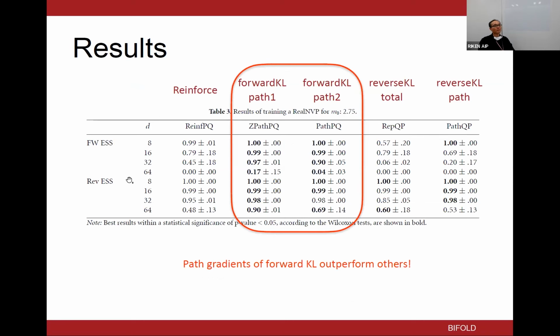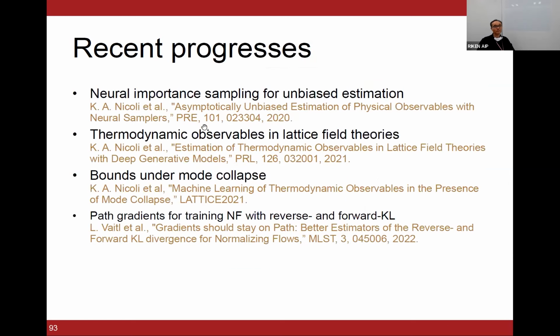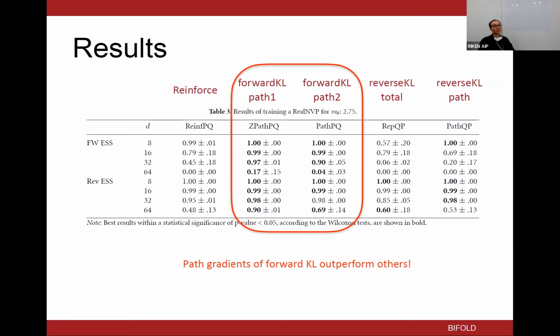And this table summarizes forward effective sample size and reverse effective sample size. And we compared different gradient estimators and plotted the trained model. So REINFORCE is the very traditional gradient for training normalizing flow.